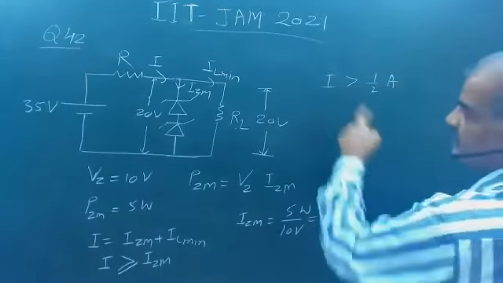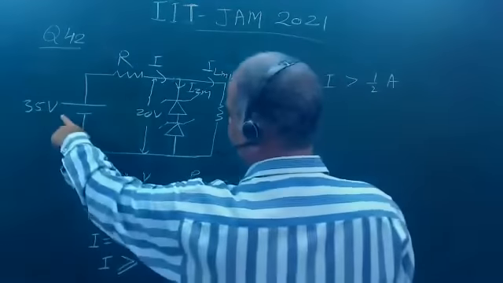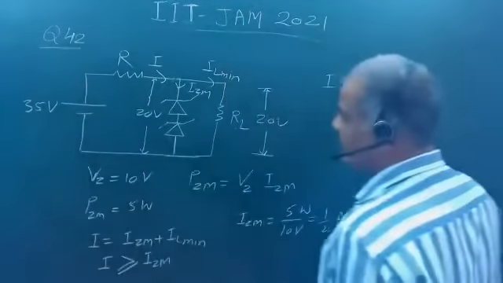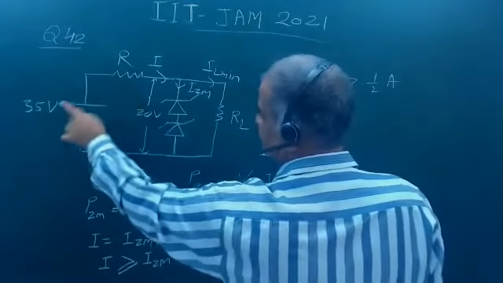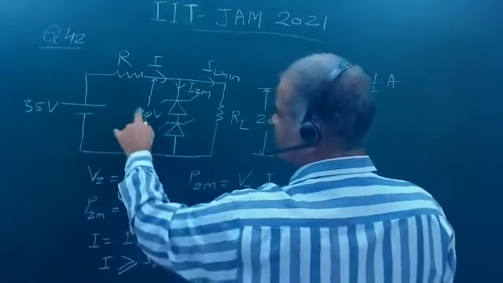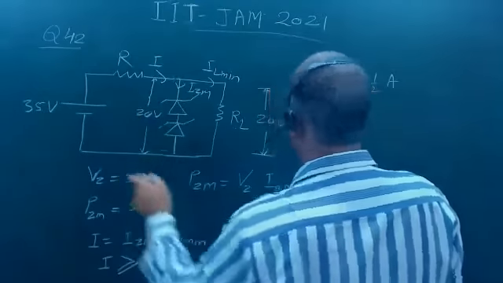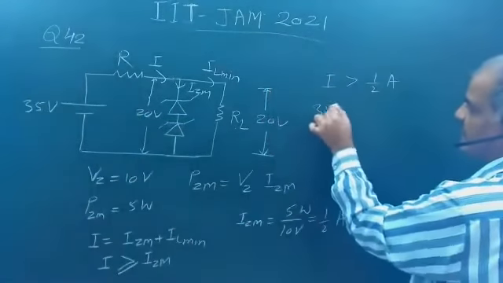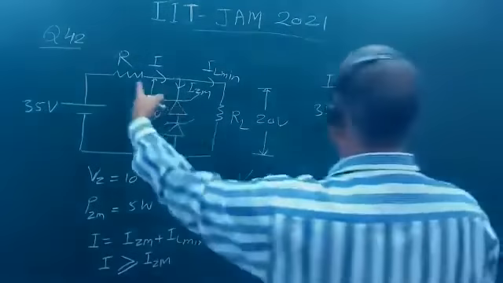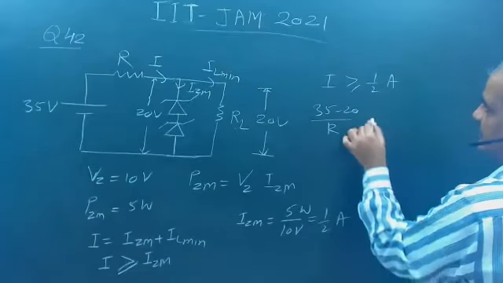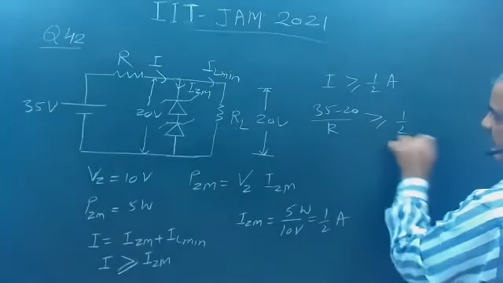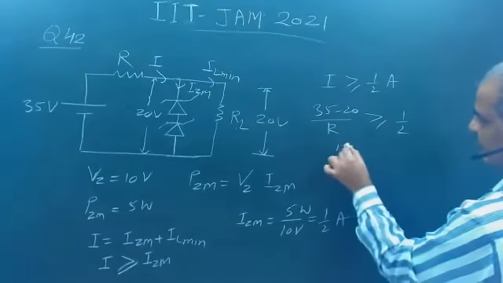Now what is the value of I? There is a total of 35 volts. If you apply KVL, the voltage across R will be 35 minus 20, which is 15 volts, and the current I will be this voltage divided by R. This should be greater than half.